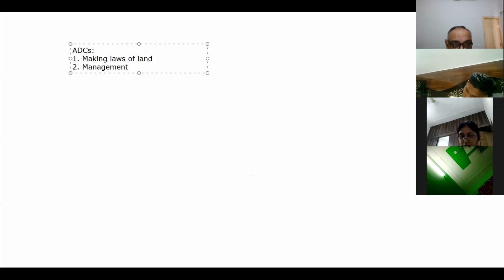What do the autonomous district councils do? Number 1, making laws on land. ये land से related law बनाती है, पहली बात, right? Number 2, management of forests, except the reserve forest. Reserve forest को छोड़ के जो बाकी forest हैं, इनकी ये management करती है local level पे. Right, management of forest except the reserve forest. This is the second point.